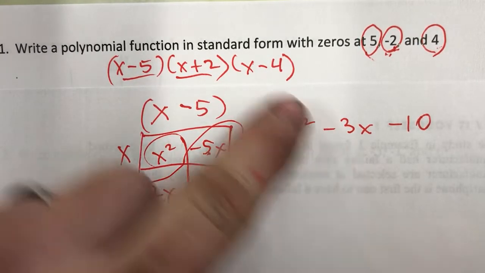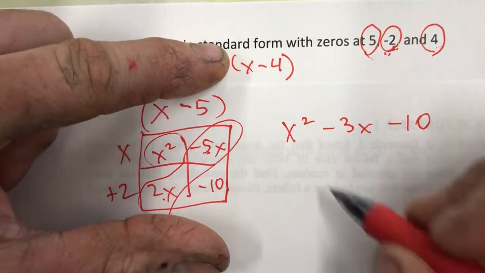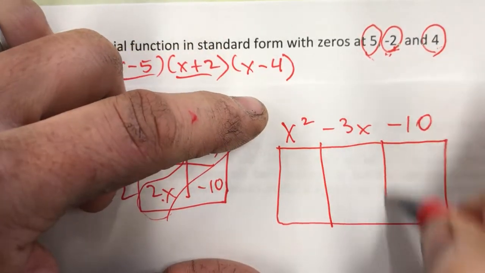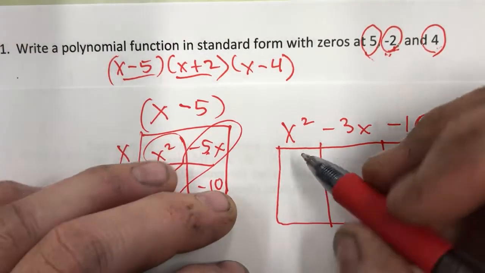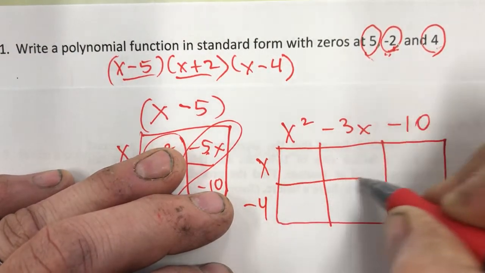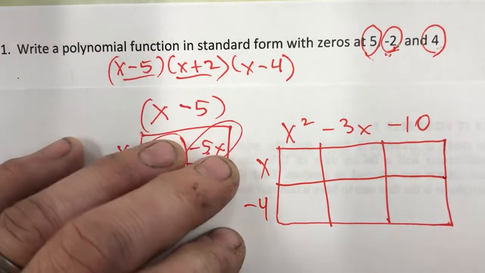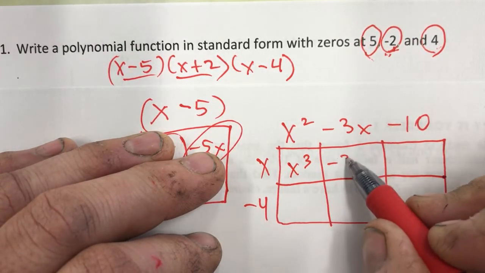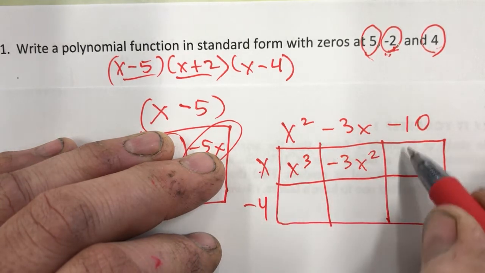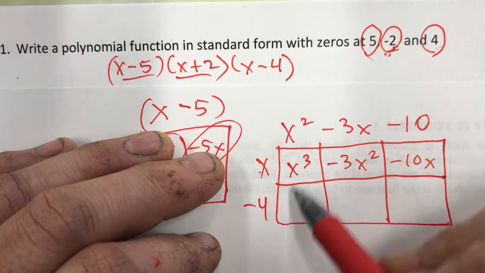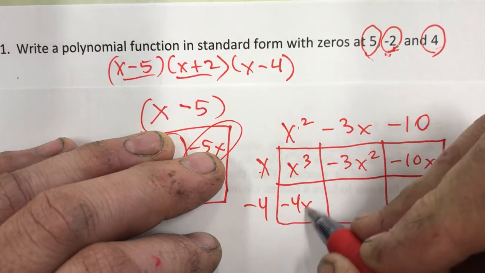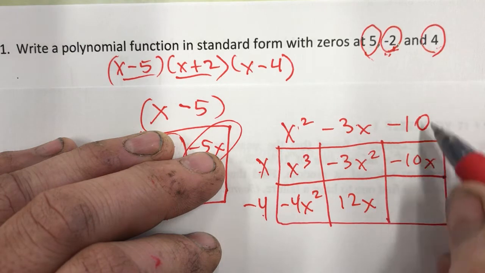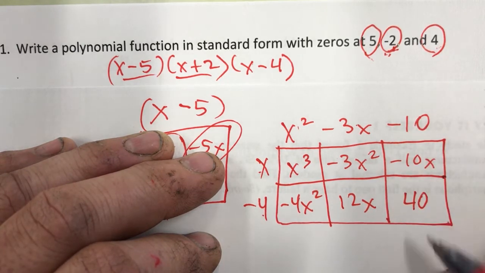Now I got to multiply this times this third one. All right, so we'll just make a box underneath it, a column for each term, and then I have x minus 4 on the side of this. All right, so right here, this is x to the third. X times -3x is -3x squared. X times -10 is -10x. Down here, x squared times -4 is -4x squared. -3x times -4 is a positive 12x. And -4 times -10 is 40.